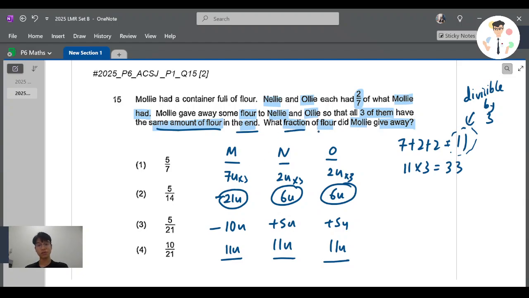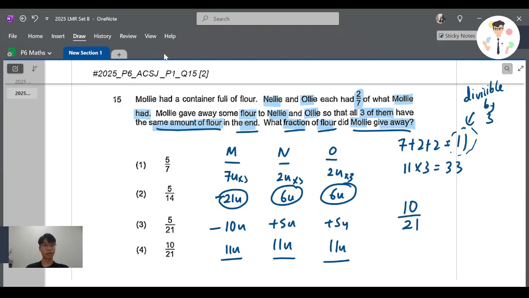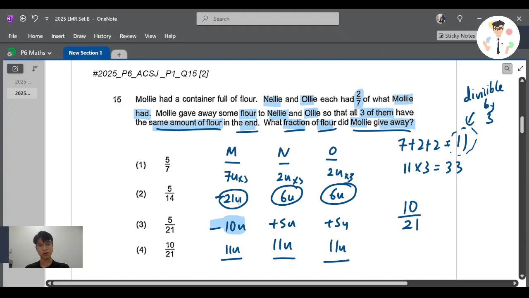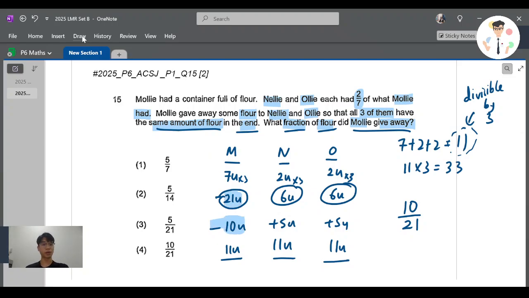Okay. So what fraction of flour did Molly give away? 10 out of 21. Again, 10 out of 21 that she or he has. So the answer is option number 4. Good. Okay, let's move on to our next question.